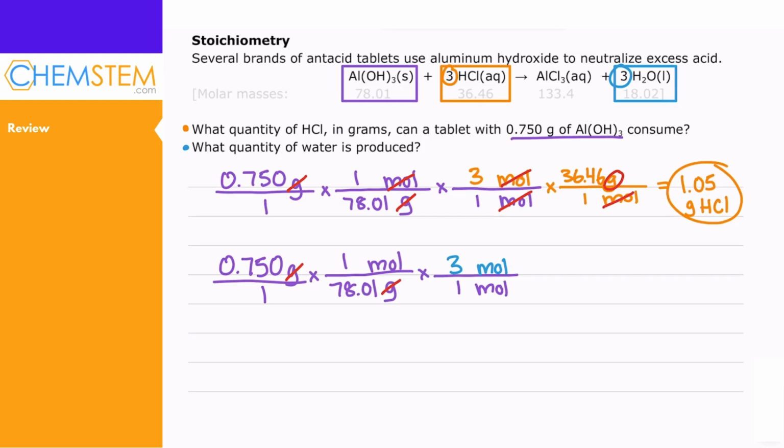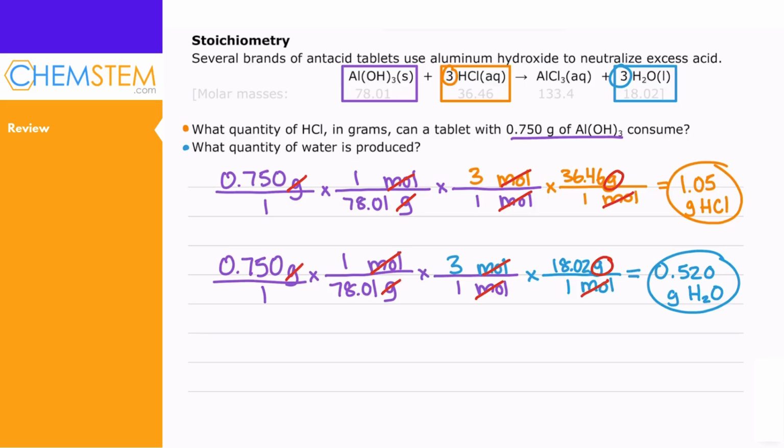And we are going to continue with our math here. Always pause and think, what can I cancel out? So moles are gone here and here. We want moles of water to be gone. So we're going to put moles of water in the denominator, grams of water in the numerator, and we're going to use the molar mass for water, which is about 18.02 grams for every 1 mole. That's going to cancel, and we're going to get an answer that is about 0.520 grams of H2O.